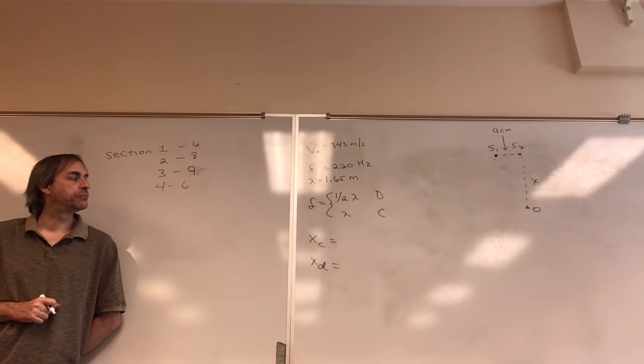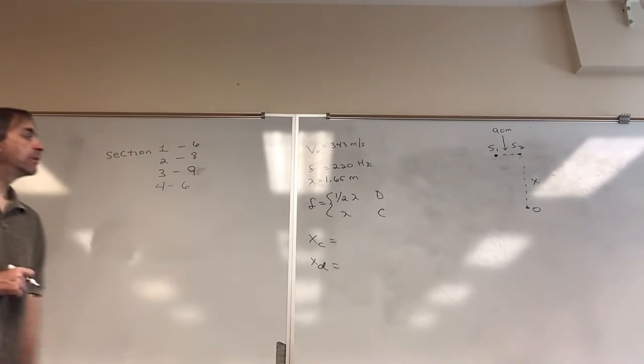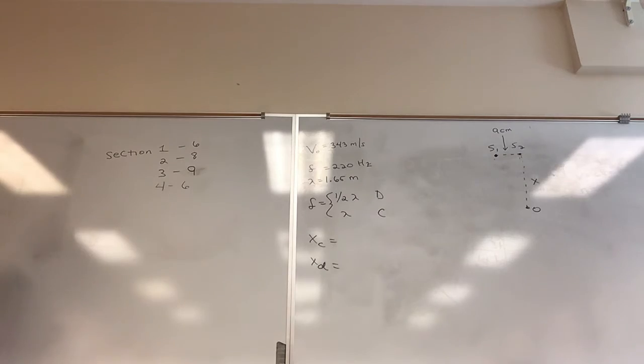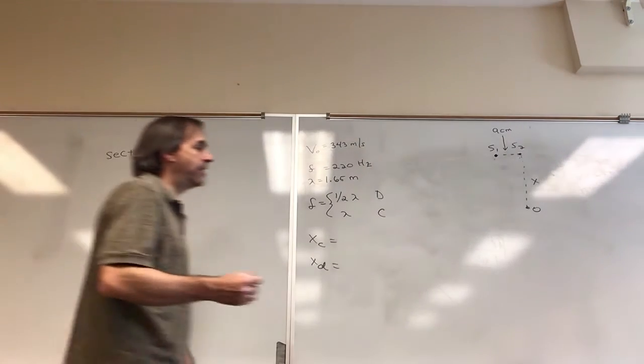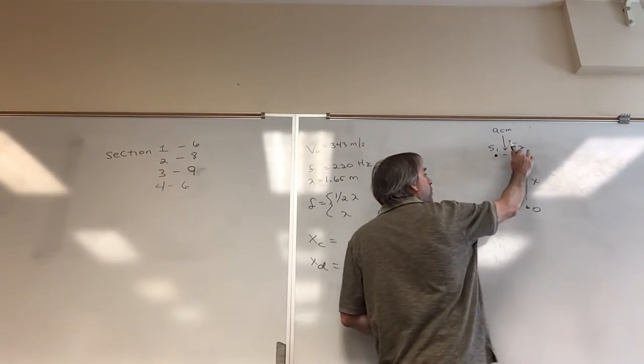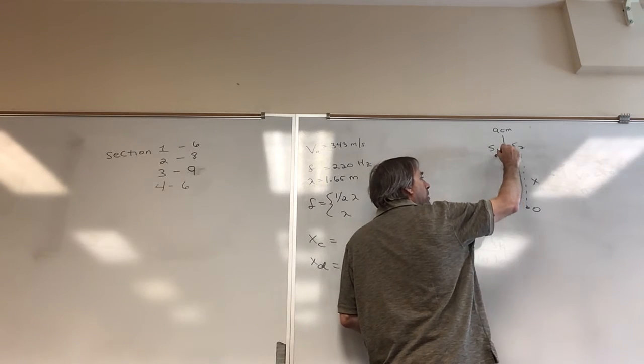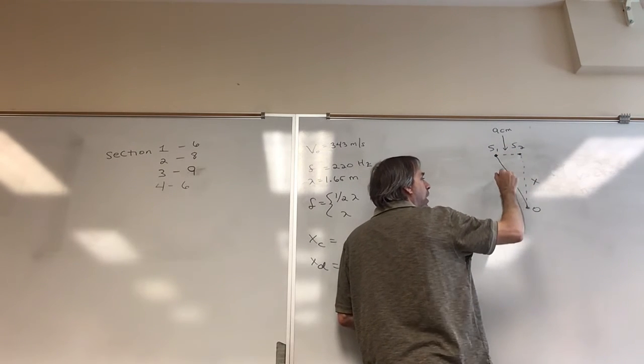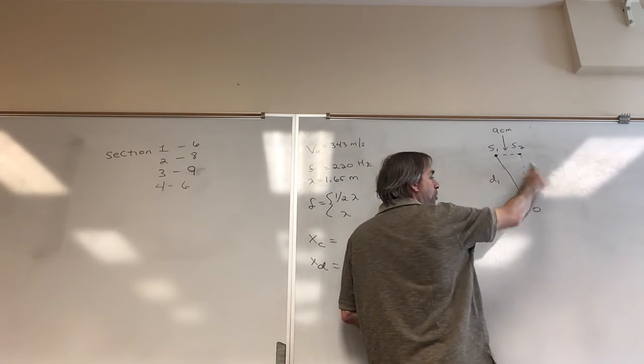So, yeah, let's try this then. So that's kind of the next step. We want to relate delta to x. So like this is d1. D2 is just x.